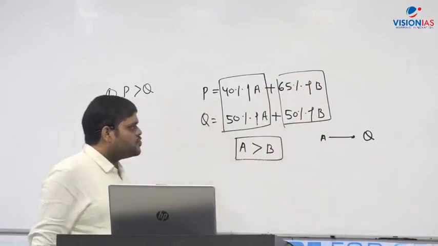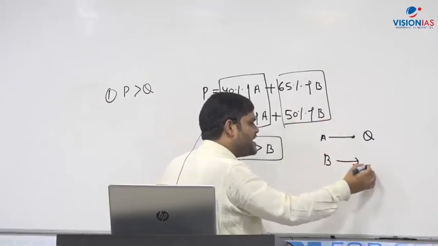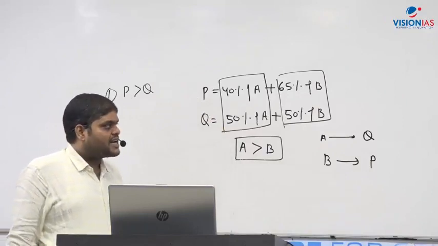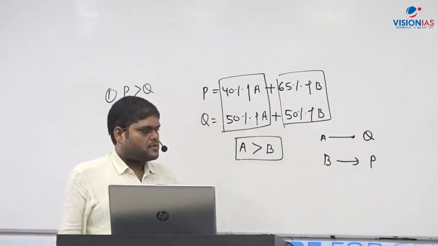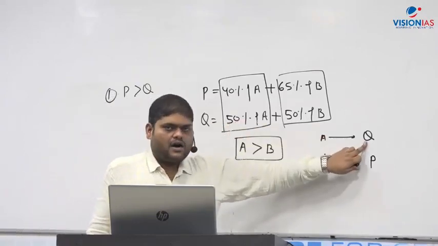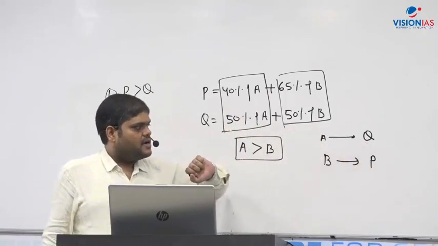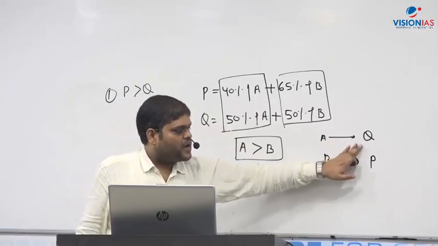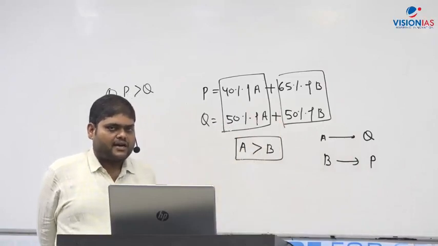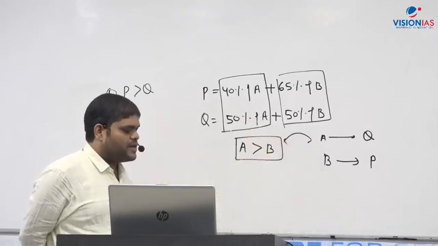When I see B, who is the clear winner? Clear winner is P. Who is clear winner here? Clear winner is P. That means in one case, Q is a winner, in another case, P is a winner. So now decide whether we can say which one is greater, P is greater or Q is greater. Can we say anything from here? Do we have any clue?